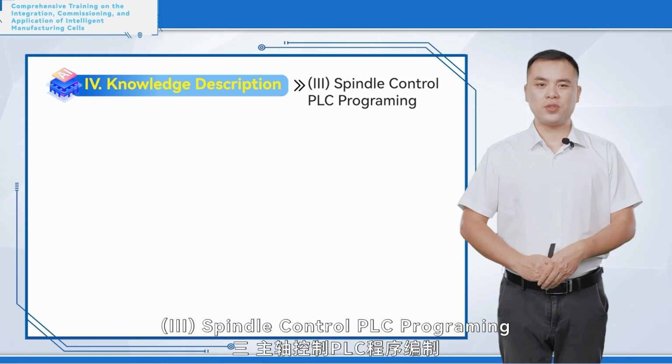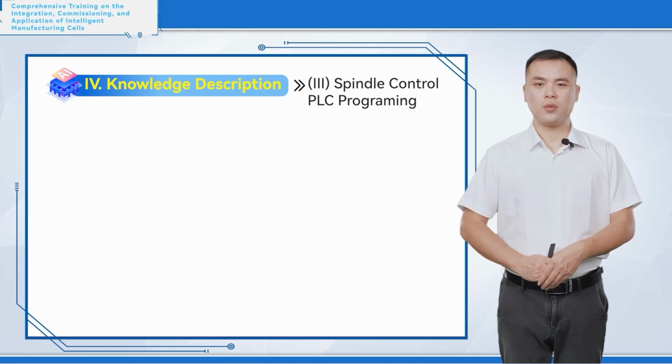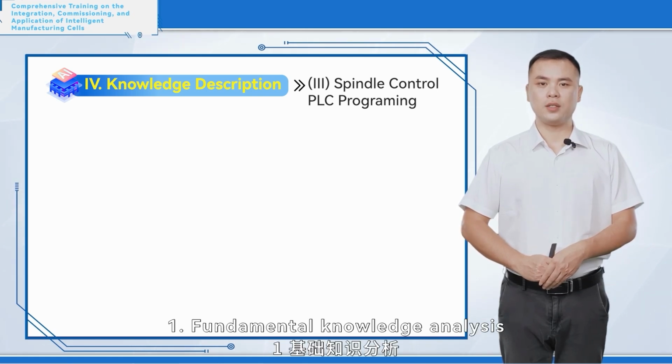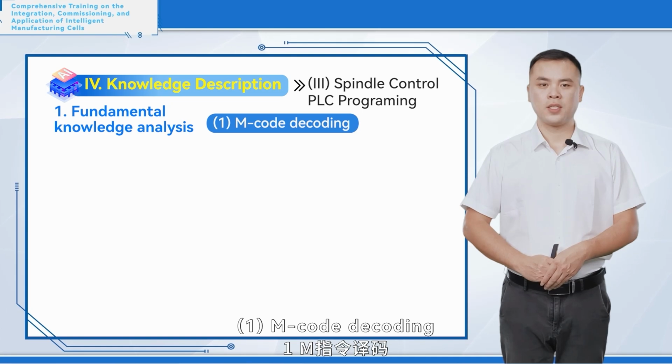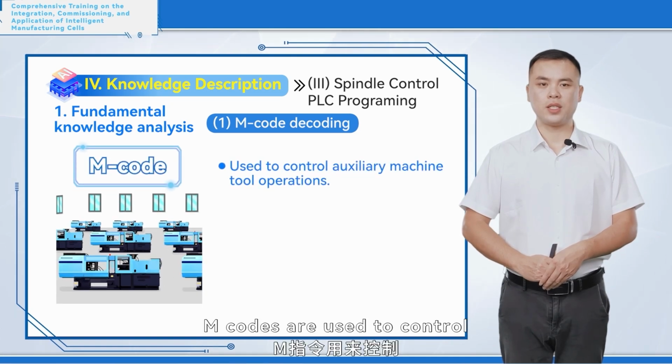3. Spindle control PLC programming. 1. Fundamental knowledge analysis. 1. M-code decoding. M-codes are used to control auxiliary machine tool operations.